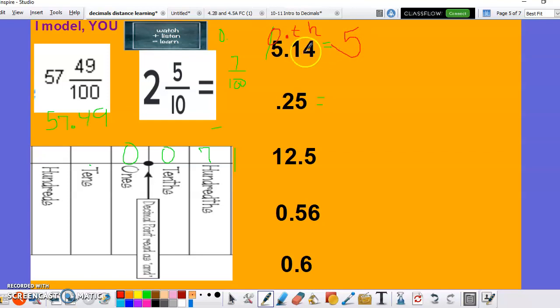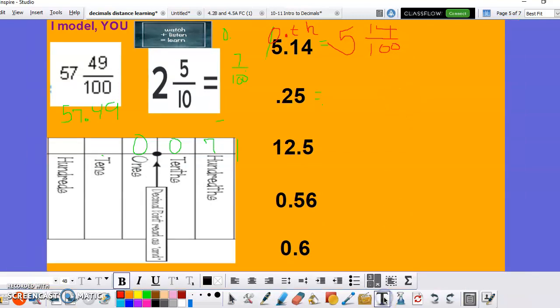And now I have 14 hundredths. Now I know that you are not going to be able to write this. You're going to have to type this in. So how I would type this in as a decimal, as a fraction, I would just put 5.